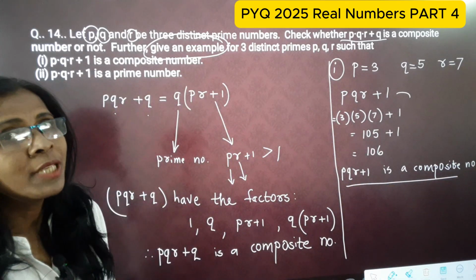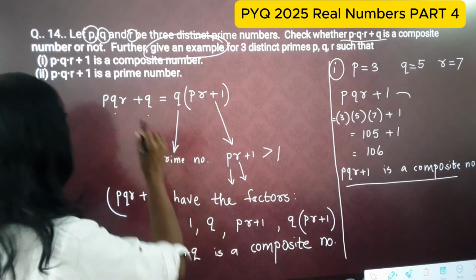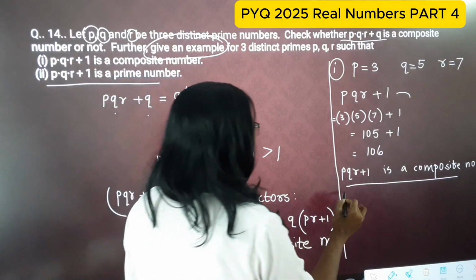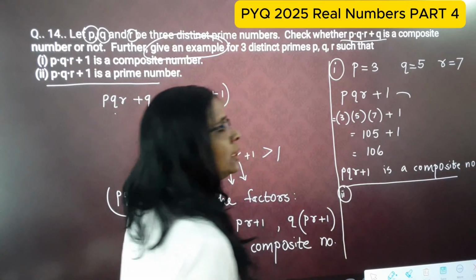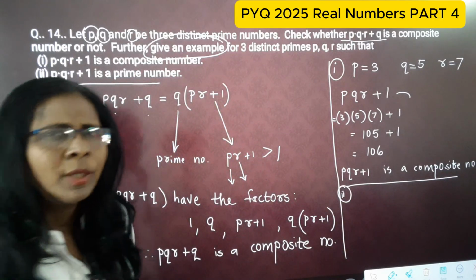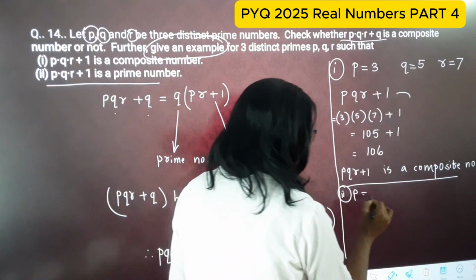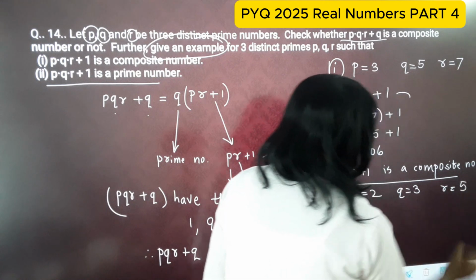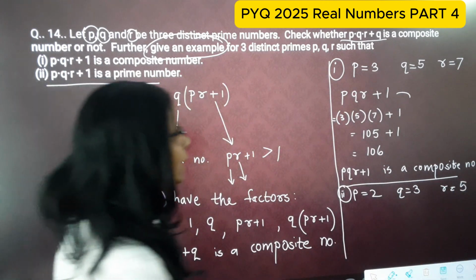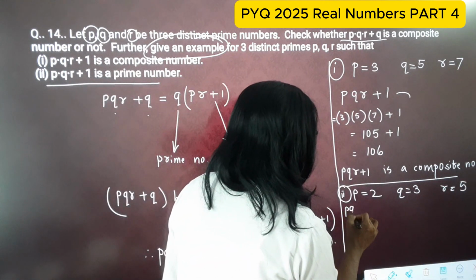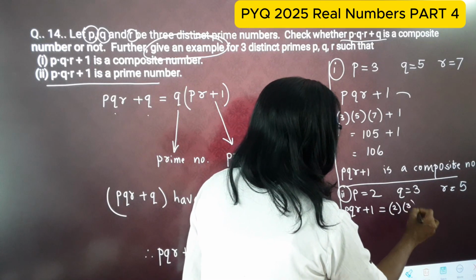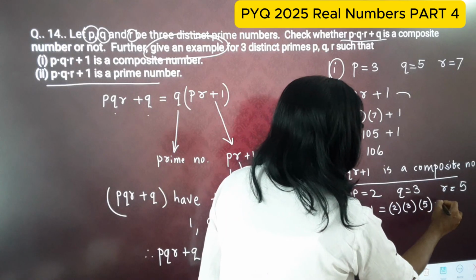Then secondly, we have to show that PQR plus 1 is a prime number. Giving an example, P is equal to 2, Q is equal to 3 and R is equal to 5. Then substitute these values in PQR plus 1: 2 multiply 3 multiply 5 plus 1.